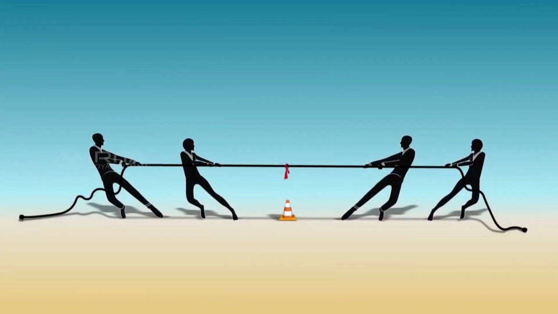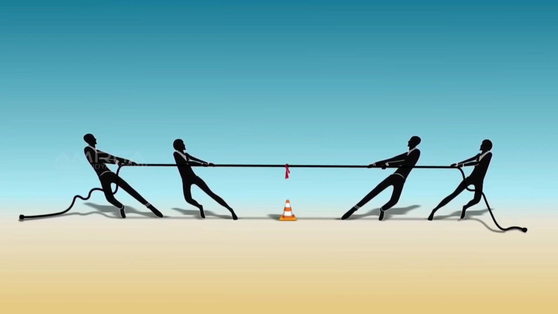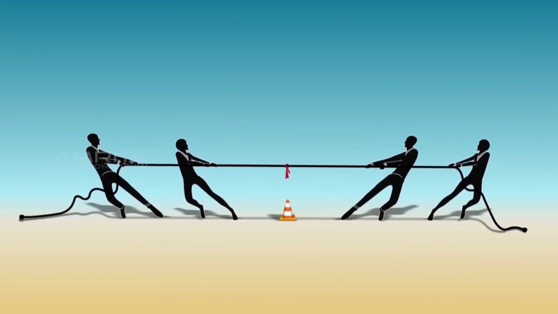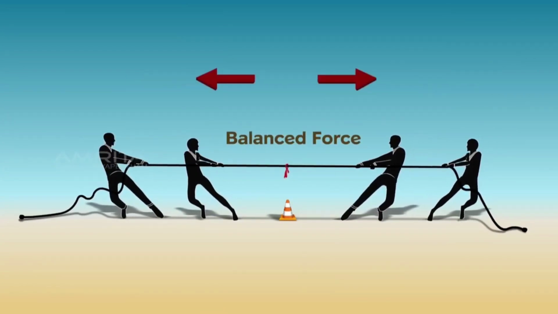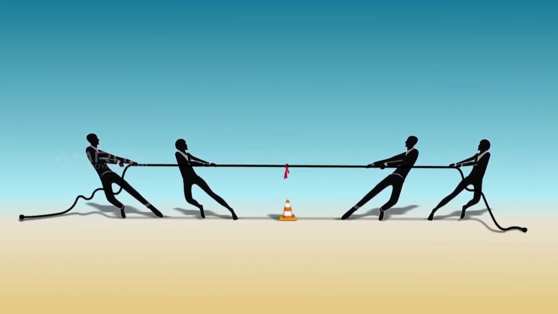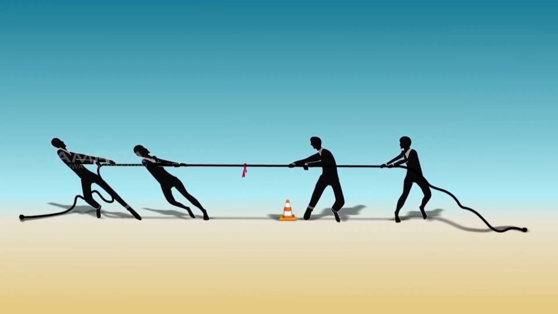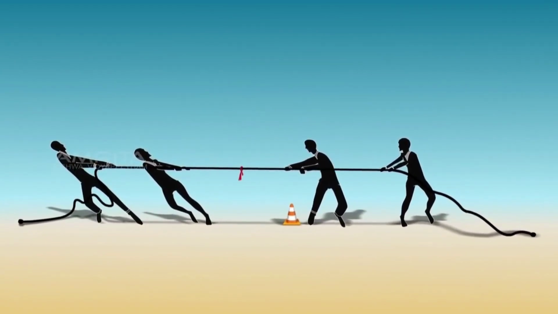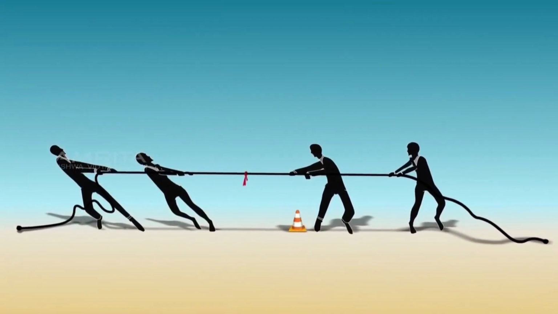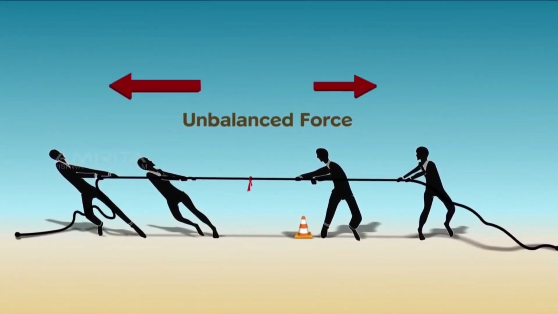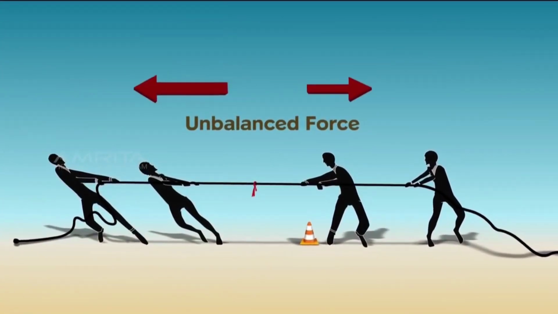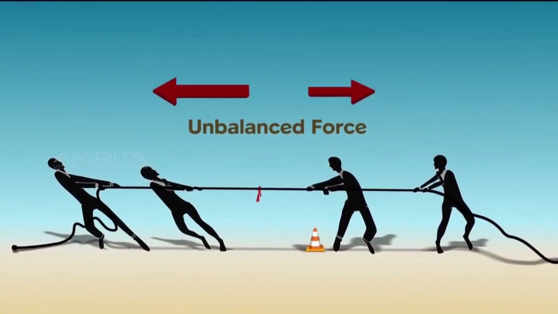If you have seen a game of tug of war, you would have seen 2 teams pulling a rope in opposite directions. If the rope doesn't move, the forces applied by the teams are balanced forces as they are of equal magnitude in opposite direction. If one of the teams applies greater force, it pulls the other team and the rope towards their side. In this case, the forces are unbalanced as the 2 forces are of unequal magnitudes in the opposite directions.